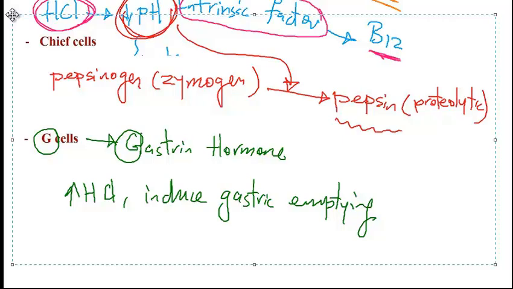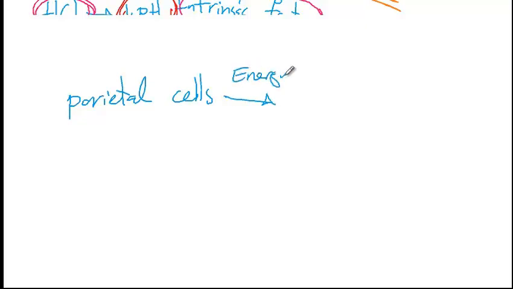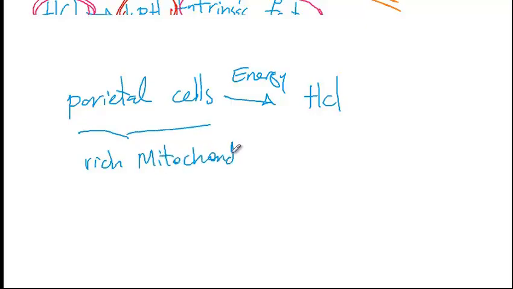Now the next point that I would like to mention is that depending on their functions, the organelles that you find in different types of cells could be different. For instance, parietal cells need to supply energy in order to pump hydrogen ions into the stomach. So they require a lot of energy in order to pump hydrochloric acid into the stomach. As a consequence, these cells are rich in mitochondria to supply the energy needed.